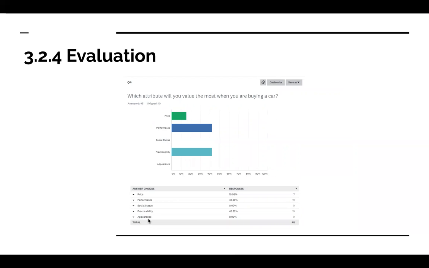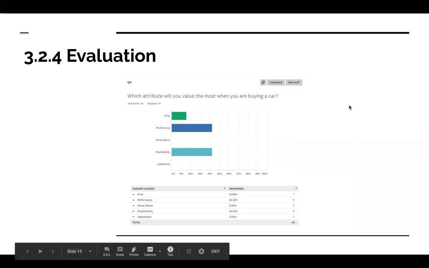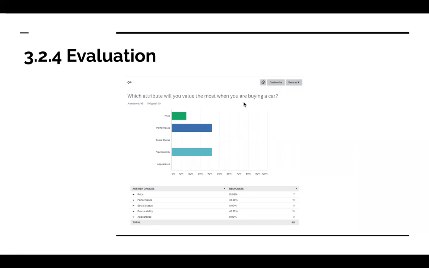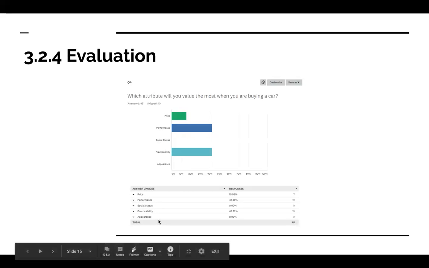Evaluation. In question 4, we ask, which attribute will you value the most when you are buying a car? Both performance and practicability are chosen by 42% of the respondents. About 15% of the respondents choose price as the attribute they value the most. None of the respondents choose social status or appearance as the attribute they value the most when they are buying a car.